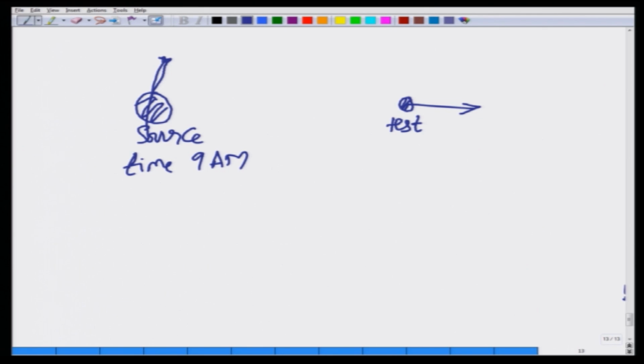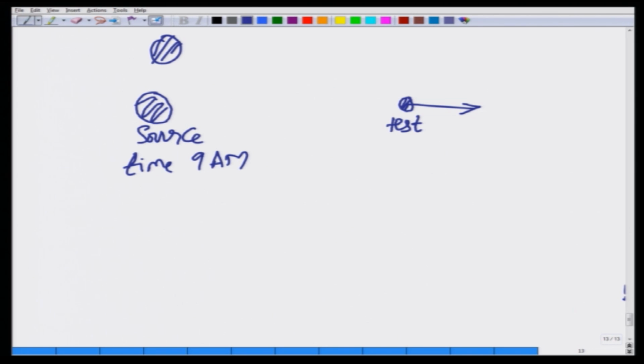Now, what do you think will happen to the test charge? Clearly, if after a certain time the source has moved to this new point, the force on the test charge would also change its direction, because the position of the source charge has changed. Of course, we will assume that the test charge has not changed. So, the source has changed its position.